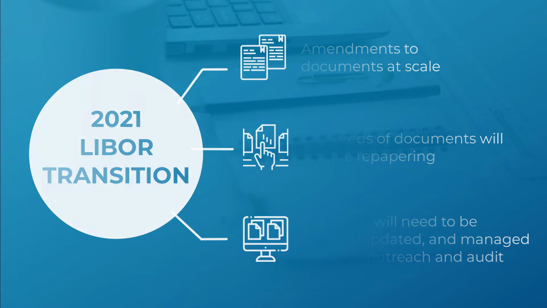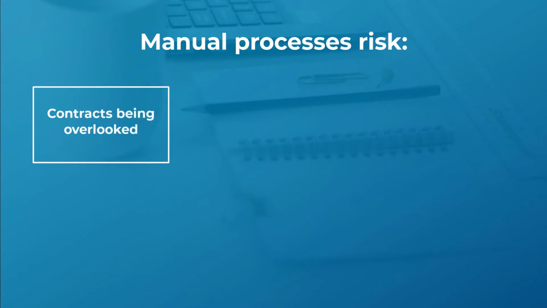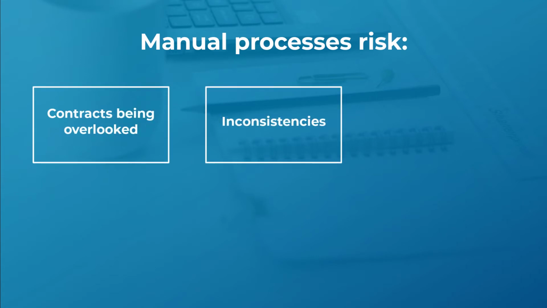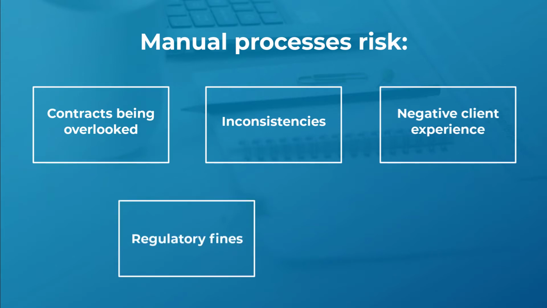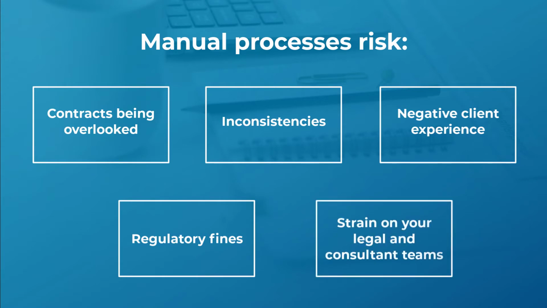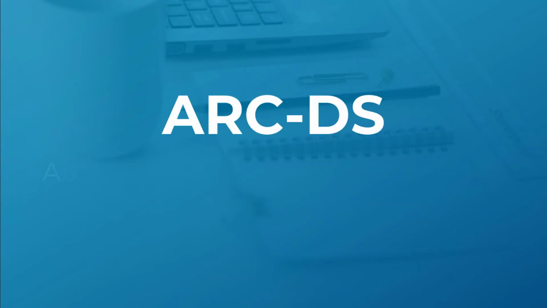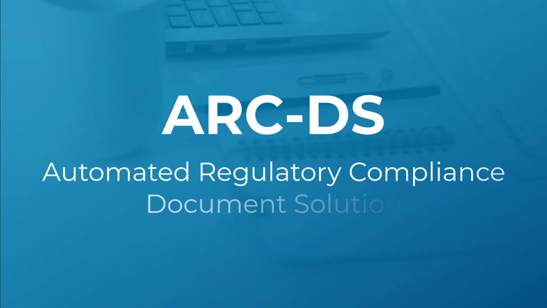If this process is done manually, you risk making errors. Contracts may get overlooked, inconsistencies will happen, and client outreach may not be a smooth experience. That can put you at risk of regulatory fines. It can also put strain on legal teams or consultancies who would otherwise be focused on the individual negotiations within the contracts. This is where ArcDS, the Automated Regulatory Compliance Document Solution, steps in.